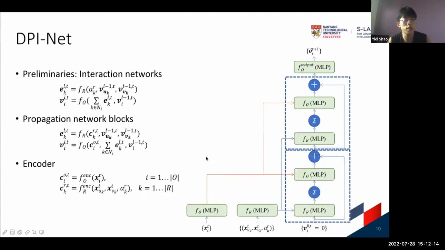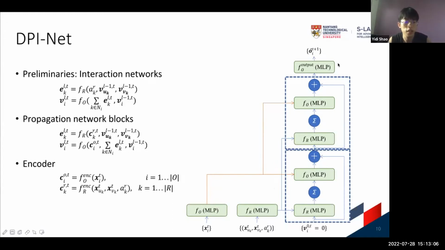So now let's talk about the DPINet. DPINet extends the interaction network to propagation networks. As we can see here, the main difference is the use of CK, CR and CO. CR and CO are global features and they are encoded from the initial particle states. Such techniques can introduce explicit information into each block and can better handle instantaneous propagation of forces. The overview of DPINet is on the right, which shows how the global vector works more clearly. Here the encoded edge and particle embeddings are directly fed into different blocks.